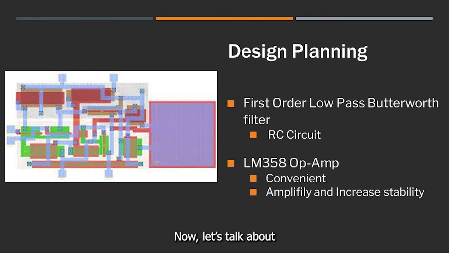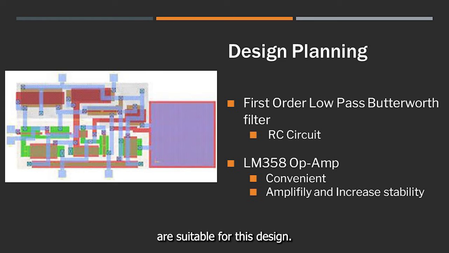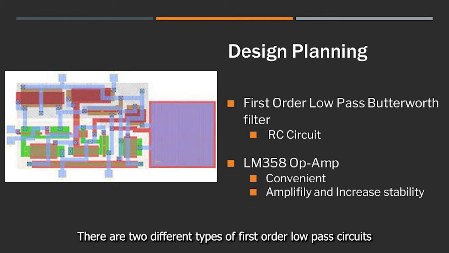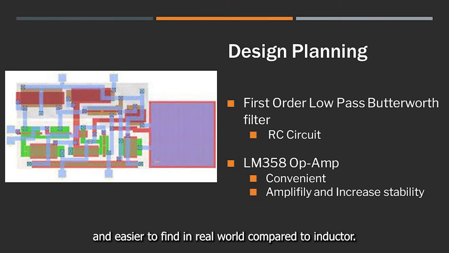Now let's talk about the design planning of this active low pass filter circuit design. After consideration, the first order low pass Butterworth filter is suitable for this design. There are two different types of first order low pass circuits, which are RC and RL. I'm using an RC circuit for the design because capacitors come in a lot of values and are easier to find in the real world compared to inductors.